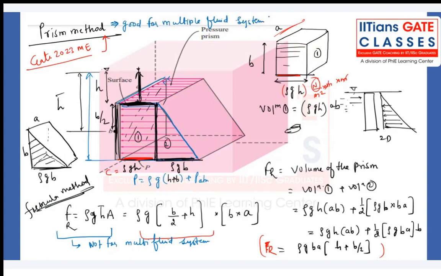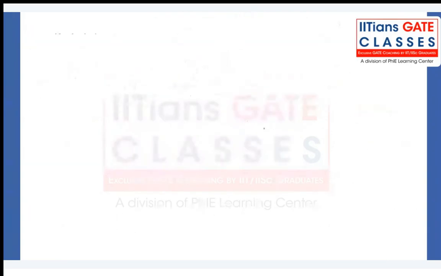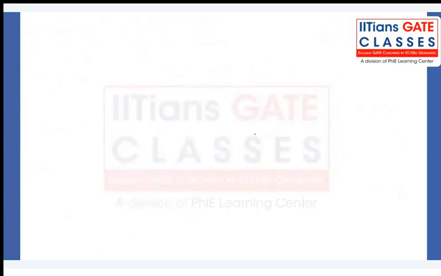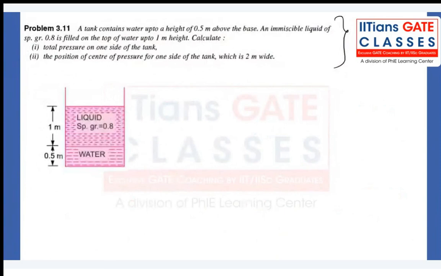Let me show you one clear example, as you can see here. This tank is being subjected to a liquid, this one, and water, this one. Now, if I ask you, what is the total pressure force on this side of the tank? Definitely, you cannot calculate directly, sir, rho g h bar into area. That will give you the wrong answer. For that, you need to convert the liquid of a specific gravity totally in terms of only water column. And then you can use that particular value.